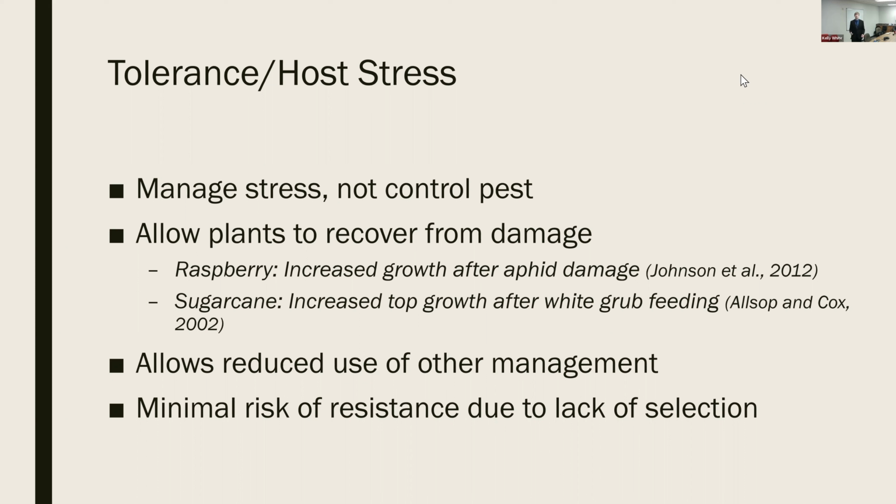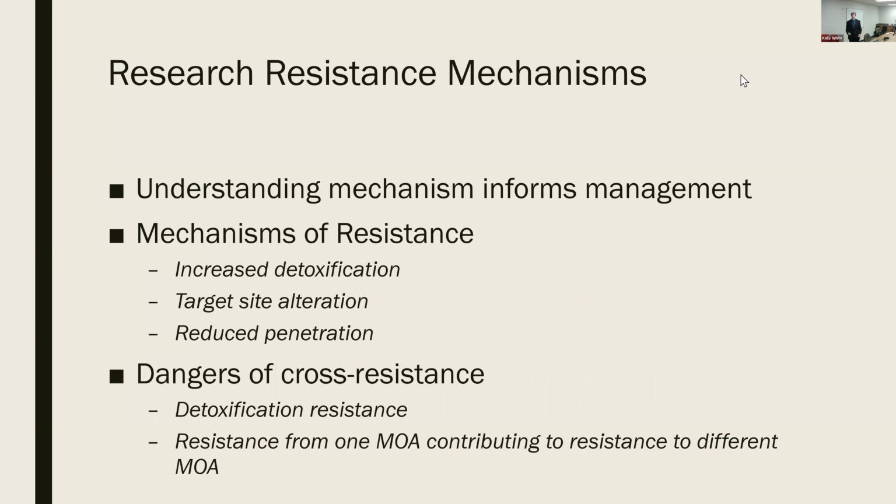But the plant is simply able to overcome this. As a result, selection pressure is not applied and resistance is not likely to develop. Another big aspect of proper management of insecticide resistance moving forward will be further understanding the mechanisms by which resistance develops. There are a number of primary mechanisms through which resistance occurs.